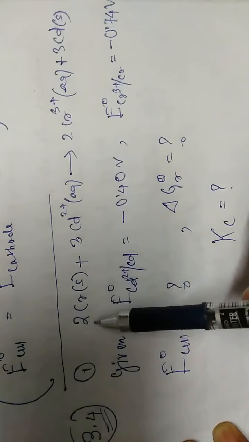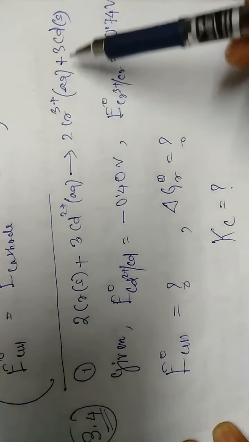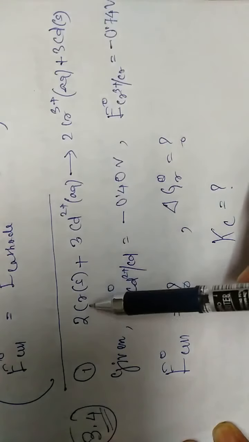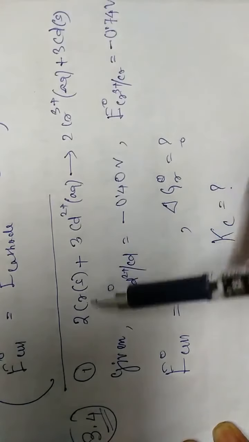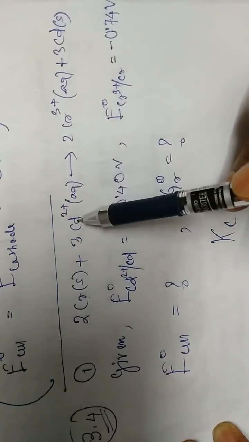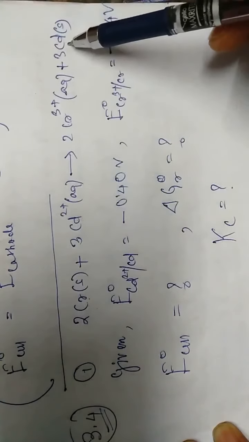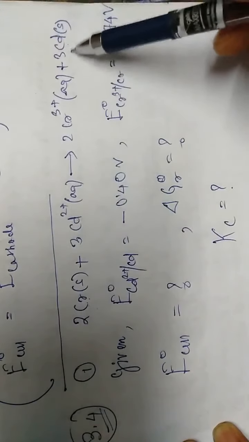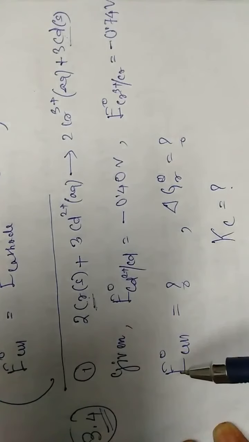So this is the redox reaction which is involved in an electrochemical cell. This is the overall redox reaction. Chromium is oxidized here, so the chromium electrode behaves as the anode, because oxidation occurs at the anode. Cadmium is undergoing reduction here, and the one that is reduced is the cathode. So the cadmium electrode is the cathode here and the chromium electrode is the anode.